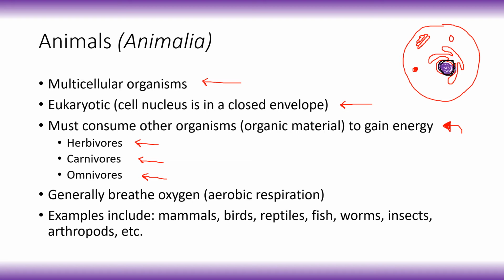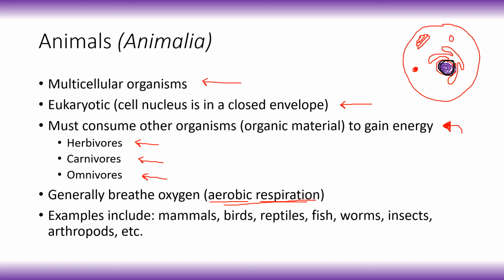In general, animals tend to breathe oxygen. So if you want the fancy term for that, that's aerobic respiration. Respiration means breathing, and aerobic means that it needs oxygen. It has something to do with oxygen. So if you ever read about something that's an aerobic process, then that means that oxygen is involved in some way. So with animals, they generally make use of aerobic respiration, which means that they breathe oxygen.